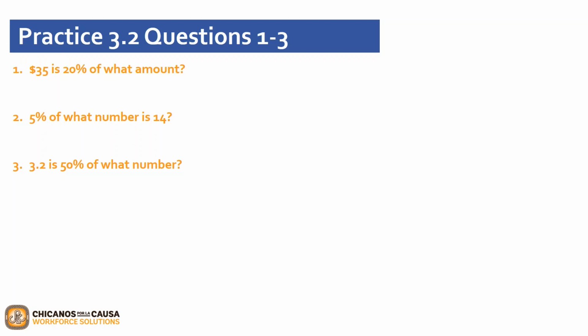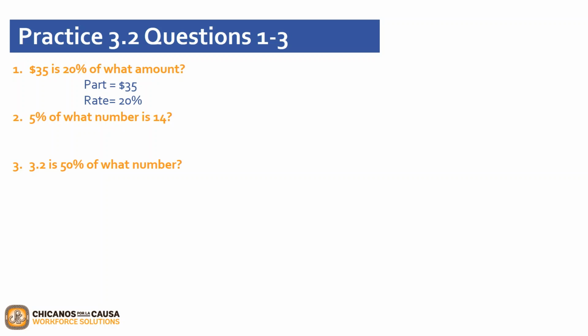Great, you're back. Let's now review the following 3 questions together. Question 1 asks, $35 is 20% of what amount? To solve question 1, we would need to identify the part and rate. The part for this first question is $35 and our rate is 20%. We need to solve for the base, so we need to change 20% to a decimal.